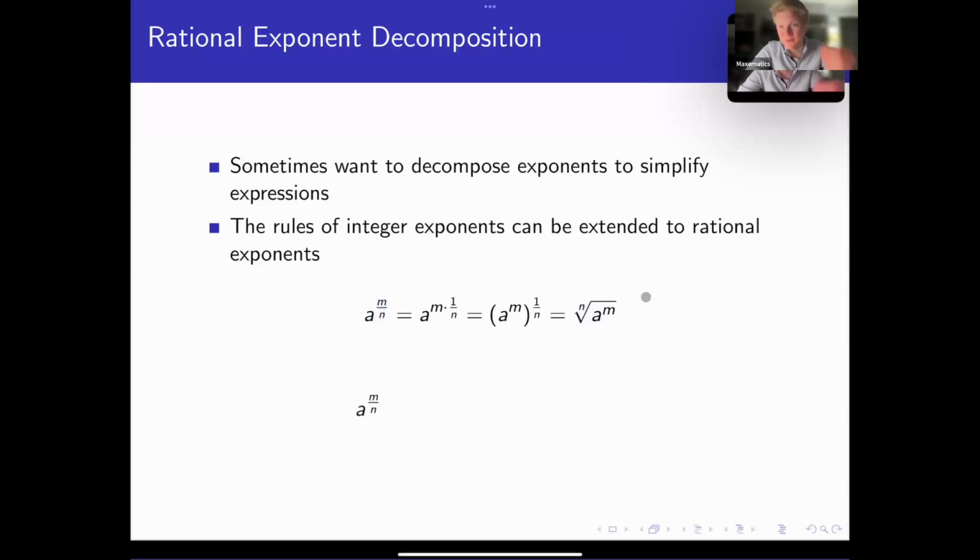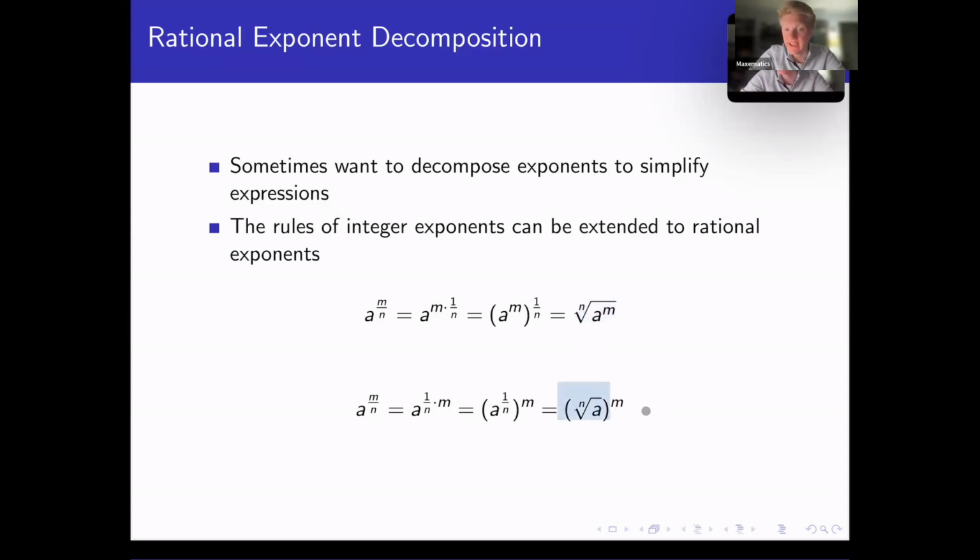But that's not our only option. Think about multiplication. This is not the only order we could have done this. We could have also done a to the 1 over n times m, just multiplying backwards, right? 2 times 3 is the same as 3 times 2. So a to the 1 over n times m. Well, this is a to the 1 over n to the m, and this says nth root of a raised to the mth power. So we have two options for how we can split the exact same thing.